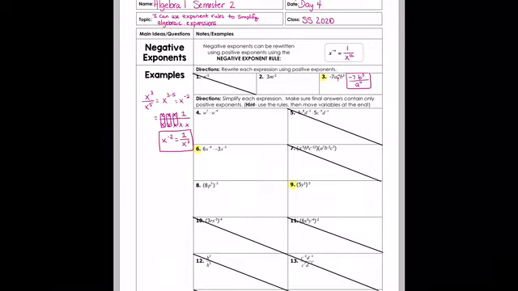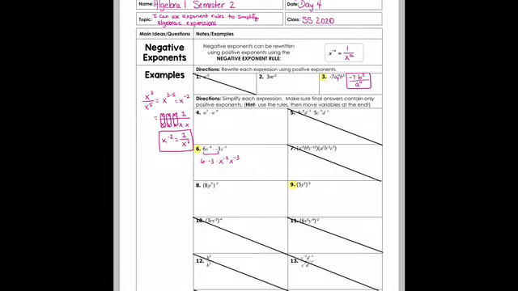Let's look at number 6. When you have two terms being multiplied together, we want to multiply the coefficients together. So 6 times -3. And then we can put the variables together.